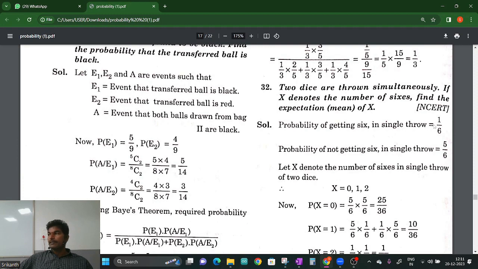Okay, P is 1 by 6, that means getting 6, or not getting 6, 5 out of 6. Then 5 out of 6 means what? Getting 1, getting 2, getting 3, getting 4, getting 5. These are 5 choices of not getting a 6. Getting 6 is only 1, so 1 out of 6.